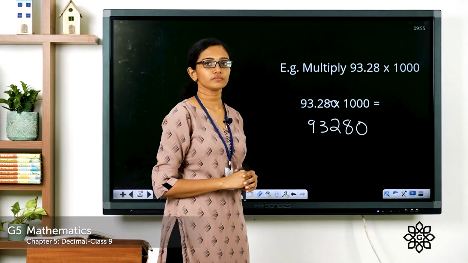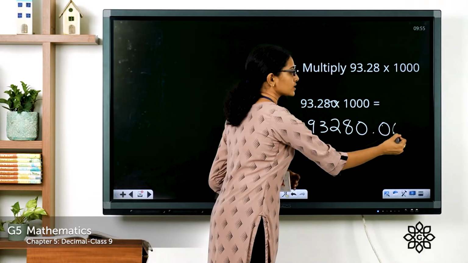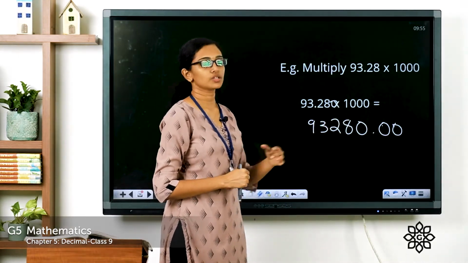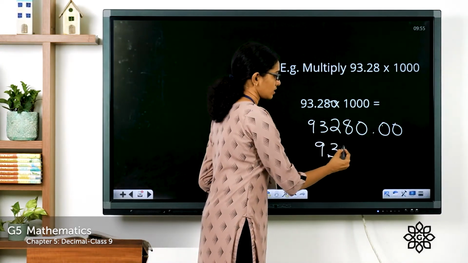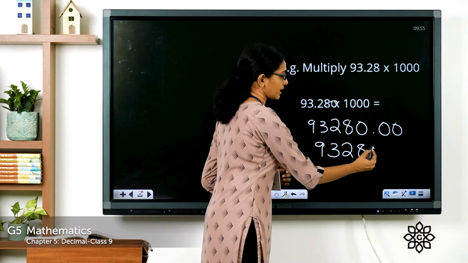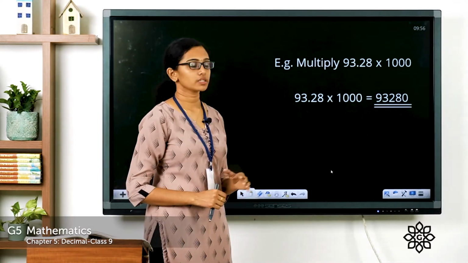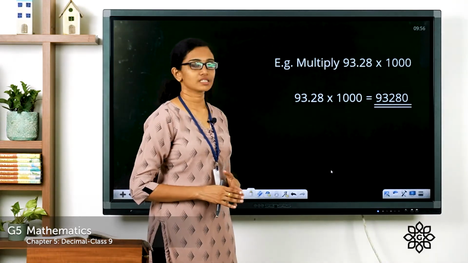So it would be 93.280. We can put the decimal point here, but after that only zeros will come. So you don't have to write that 0.000, etc. You can just write 93,280. So 93.28 into 1000 gives you 93,280. Hope this is clear to you.